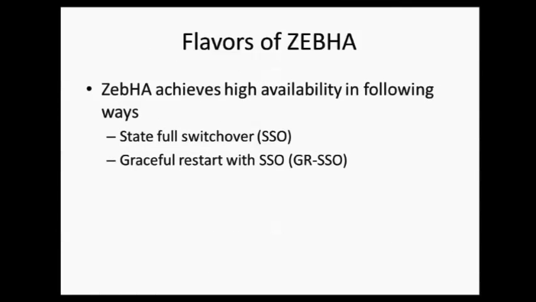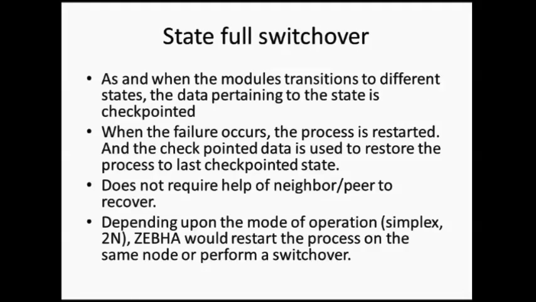Flavors of ZebHA. ZebHA achieves high availability in the following ways: stateful switchover and graceful restart with SSO. We'll go into the details of these types of high availability that ZebHA offers in a bit more detail. Stateful switchover. As and when the module transitions from different states, the data pertaining to that state is checkpointed. Now, if ZebHA is running in the simplex mode of operation, that data is checkpointed into the local node. If it is working in the 2N mode of operation, that particular data which is checkpointed would get replicated to the standby node as well.